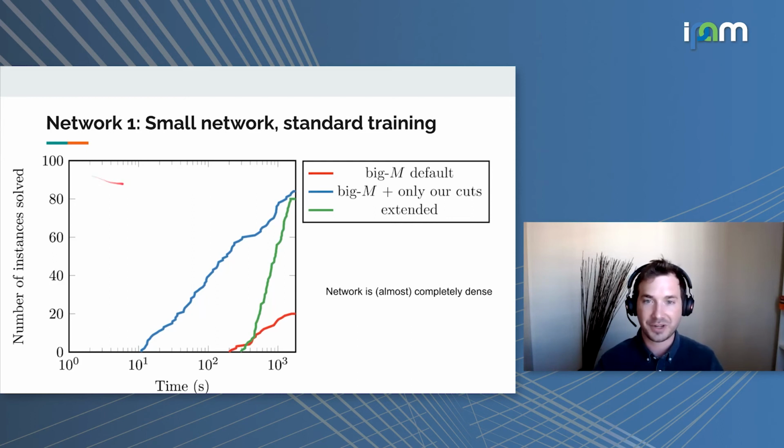The unfortunate thing here is that, like I mentioned, this is a relatively small network. And if you look, we're still not able to solve all of these instances to optimality within the time budget. So one way of understanding why this might be the case is that the network that we trained here is almost completely dense, right? And so we end up with a mixed integer programming formulation that is very dense and difficult to solve.